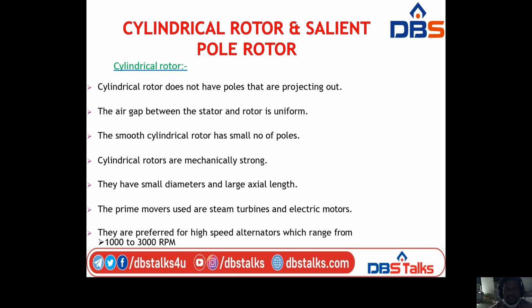Now, the difference between the cylindrical rotor and the salient pole rotor was already discussed in the last class. Again, we can discuss it in a natural manner. In a cylindrical rotor, the poles are not projected. Poles are constructed on the outer side of the rotor. It means a cylindrical rotor does not have poles that are projected out. The air gap between stator and rotor is uniform. Uniform air gap is provided. And a cylindrical rotor has a small number of poles.